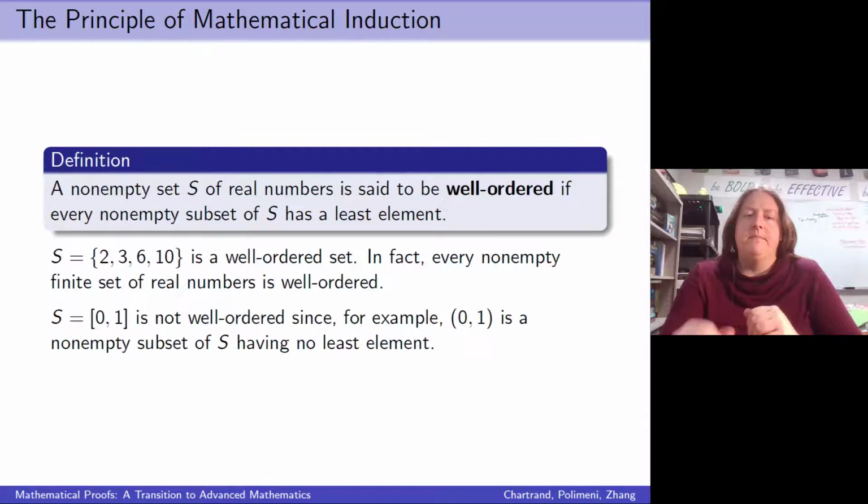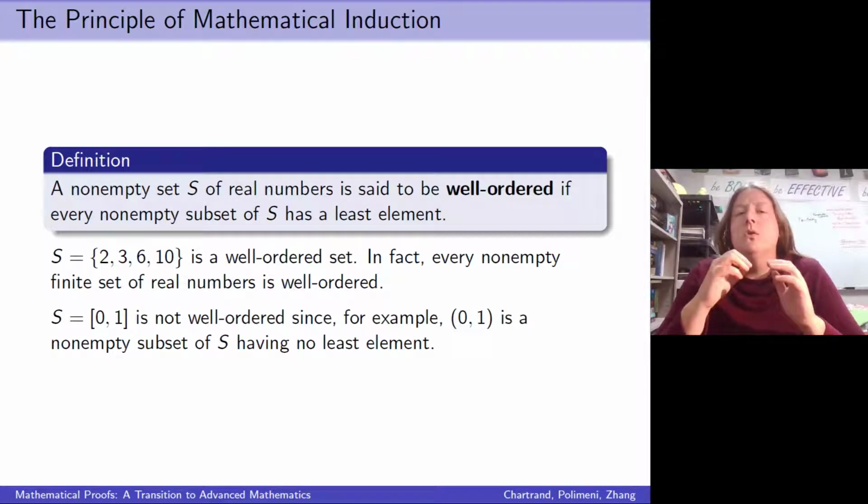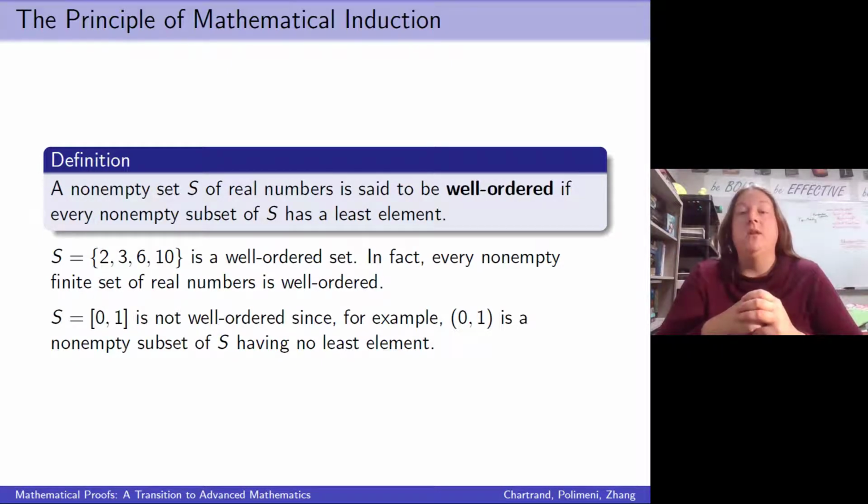All right. So why do we care about this least element idea? We care about sets being well ordered. So we say a set is well ordered if every non-empty subset of it has a minimum element or a least element.